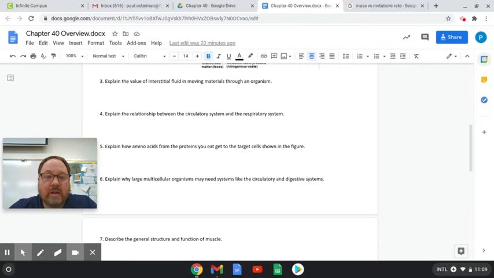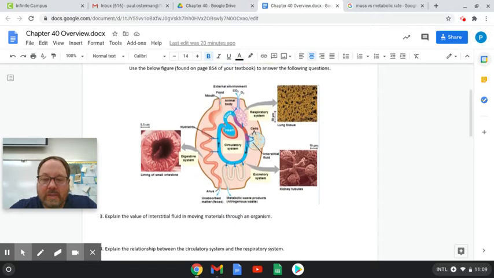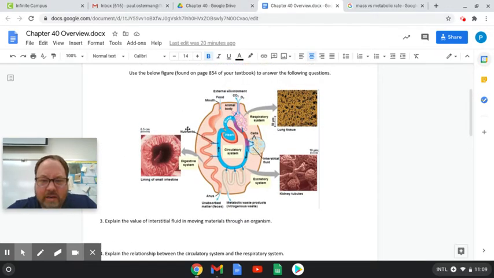Number 5, explain how amino acids from the proteins you eat get to the target cells shown in the figure. Well, that's sort of what we've discussed, right? Here you have a mouth, you digest the food, then in our small intestines, you absorb that food into your bloodstream, your heart pumps that blood to your cells, and then materials travel through interstitial fluid to the cells, and then under the direction of your DNA, you assemble those amino acids into the proteins of you.